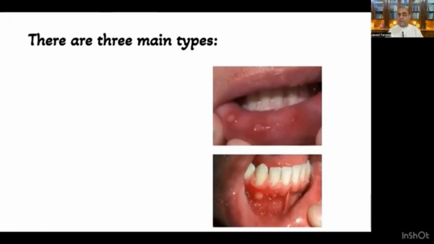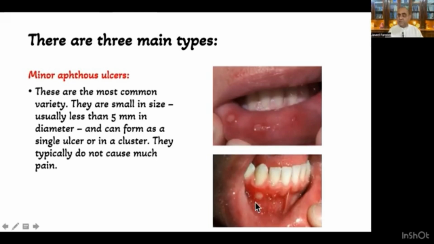There are three main types of Aphthous ulcers. The minor Aphthous ulcers. These are the most common variety. They are small in size, usually less than 5 millimeter in diameter, and can form as a single ulcer or in a cluster. So it can be a single ulcer or it may be clusters. Like here, it's a single ulcer, and here there are 3 ulcers. They typically do not cause much pain.